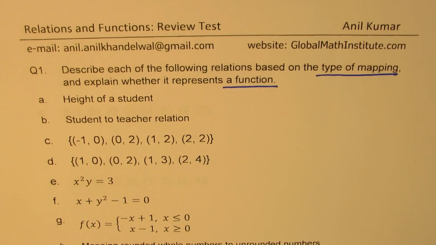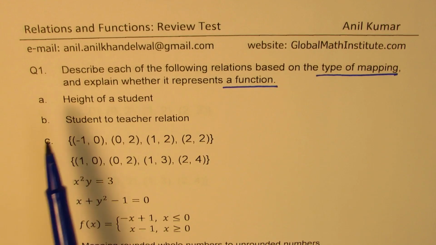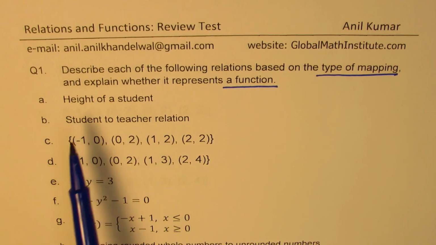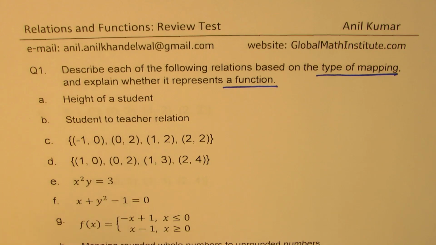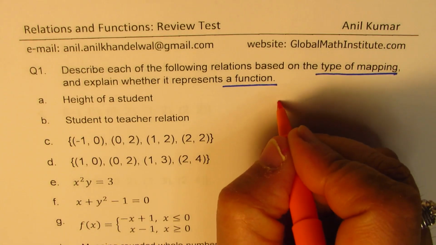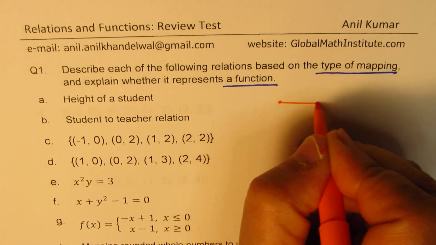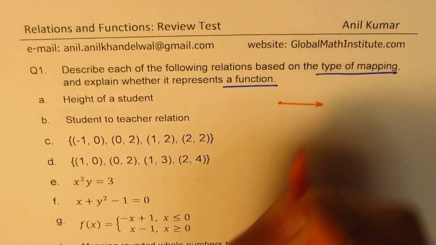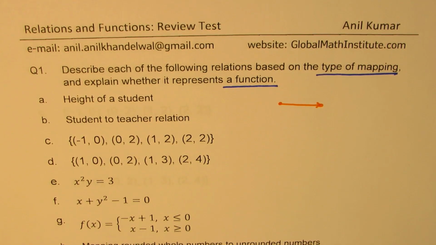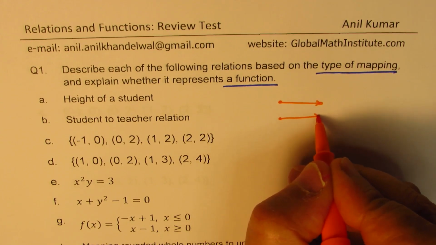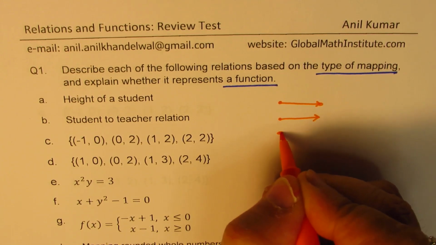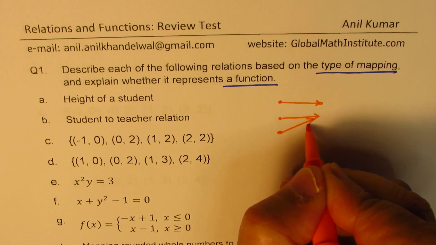Now let's begin with answering these questions. Question number 1 is, height of a student. Now what kind of relation is this, height of a student? Now you can think like this, that there is a student and that student will have a particular height, correct? So that is the kind of link. Now another student will have something else as his height, but two students can have the same height, right?